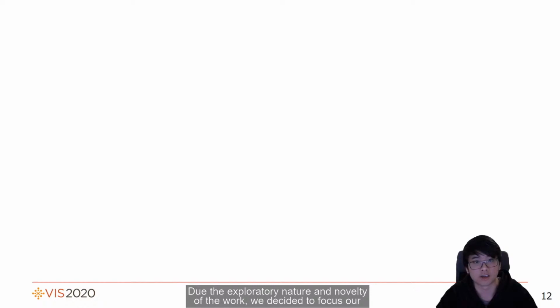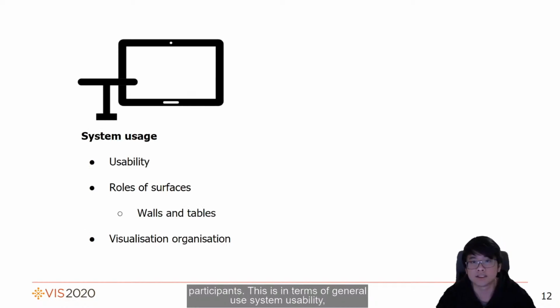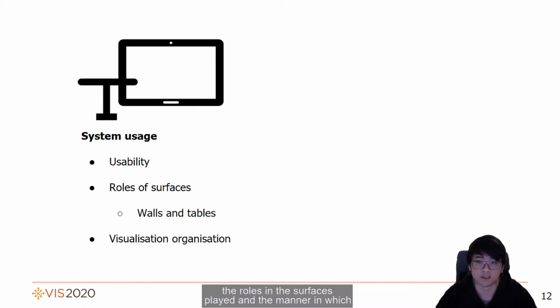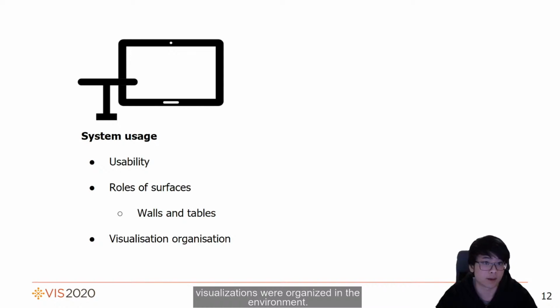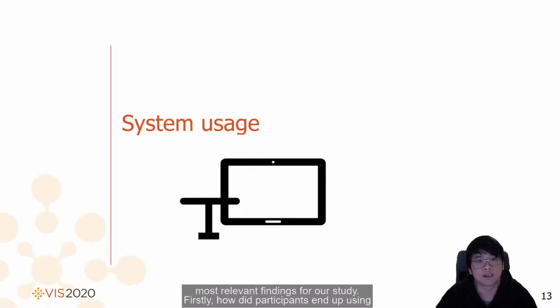Due to the exploratory nature and novelty of the work, we decided to focus our analysis on 2 high-level categories. First, how Fiesta was used by our participants. This is in terms of general system usability, the roles in which the surfaces played, and the manner in which visualizations were organized in the environment. Second, how groups collaborate, divide the space, share resources, and share findings with each other in the environment. I will now highlight the most relevant findings from our study.